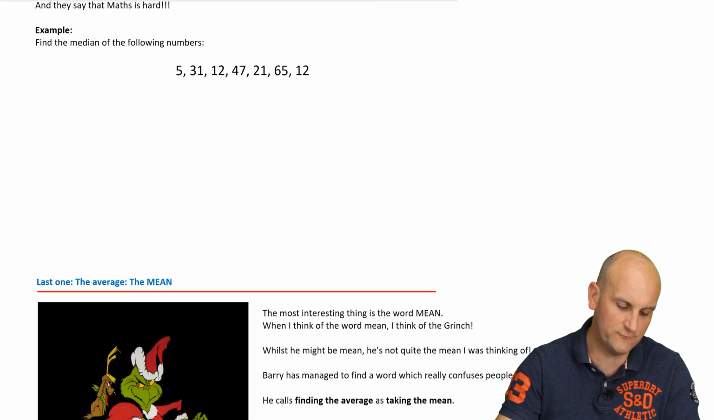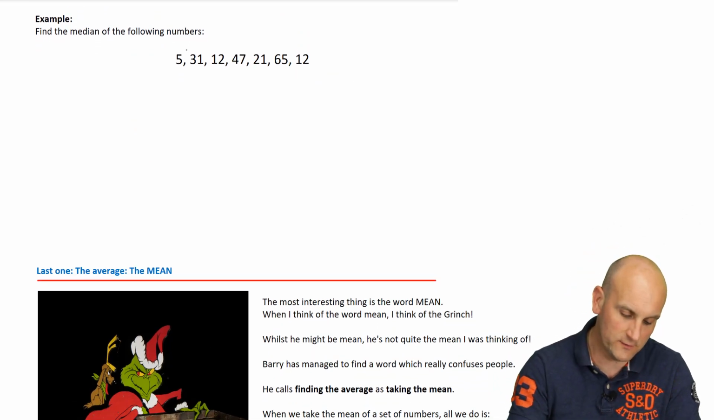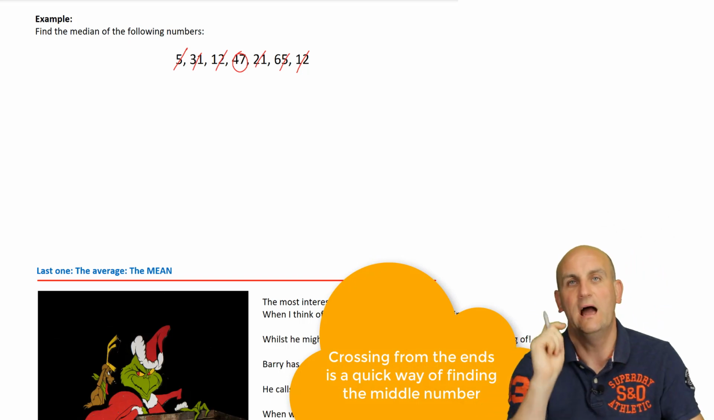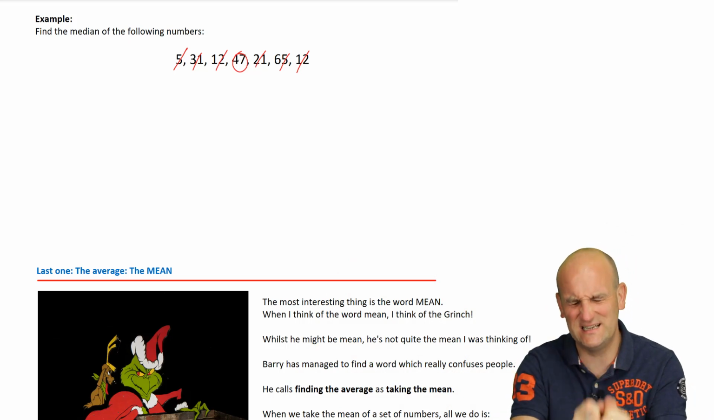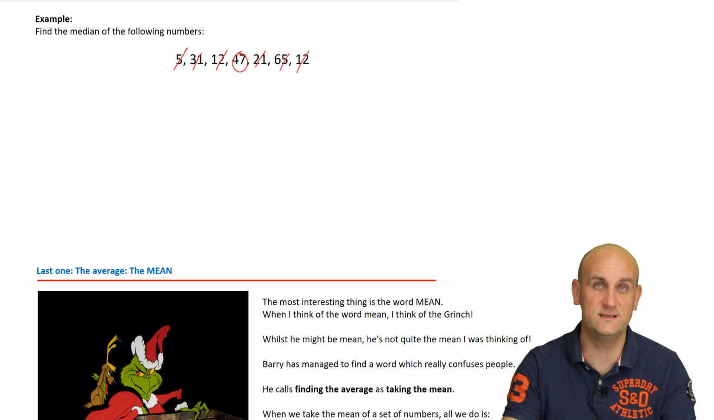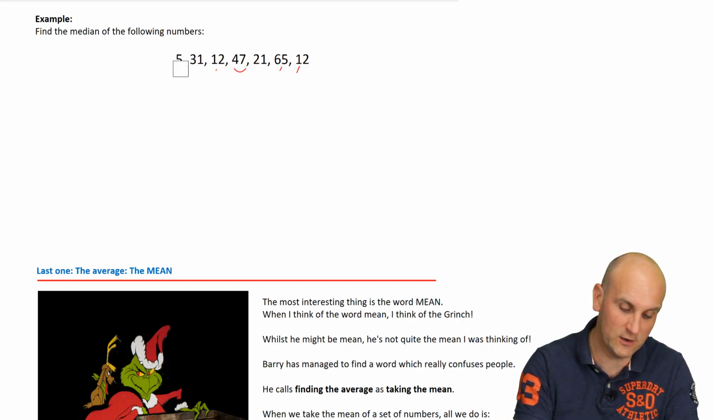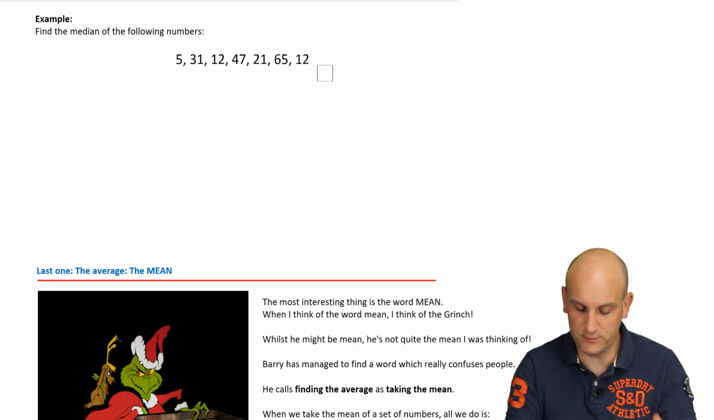What is the median of the following numbers? Now, what am I going to do there? Well, I can look for the middle number. So 5 and 12 and 31 and 65 and 12 and 21. And so 47 is my median. Thank you very much. And I have just made a horrible, horrible mistake. Why have I made a mistake? Because with statistics and data, you always have to put the numbers in order first. So maths being a trick, you've got to put these in order first.